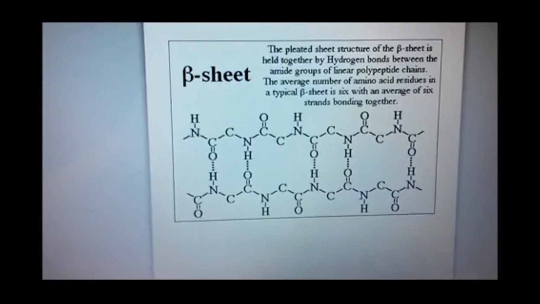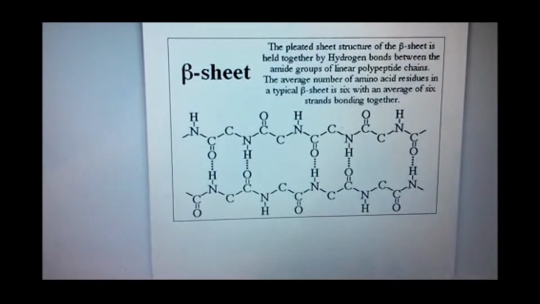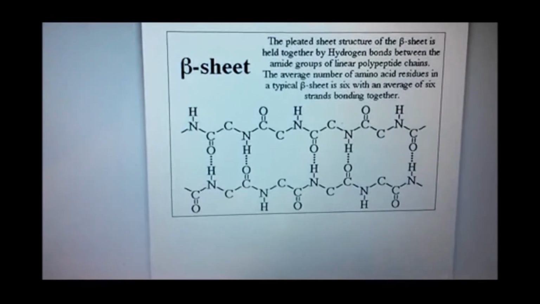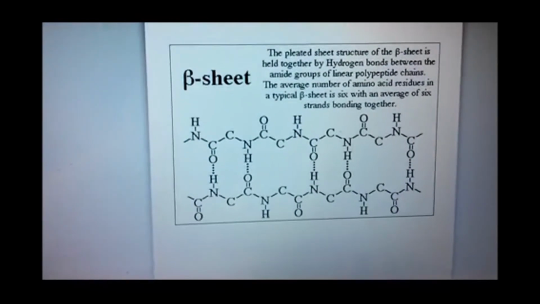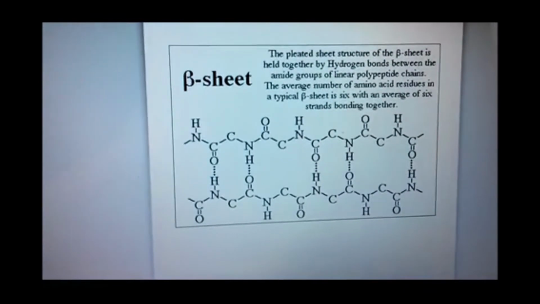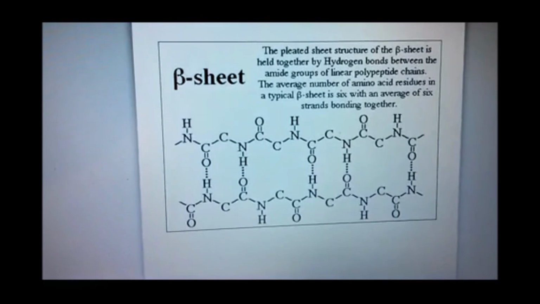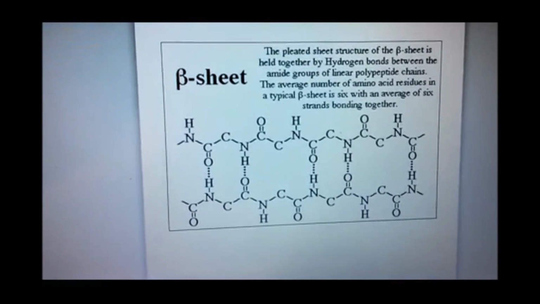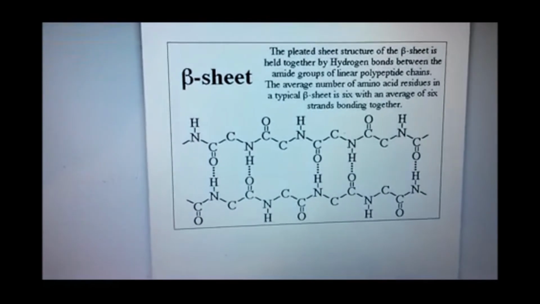For beta sheets, the structure of the beta sheet is held together by hydrogen bonds between the amide groups of linear polypeptide chains. The average number of amino acid residues in a typical beta sheet is 6, with an average of 6 strands bonding together.